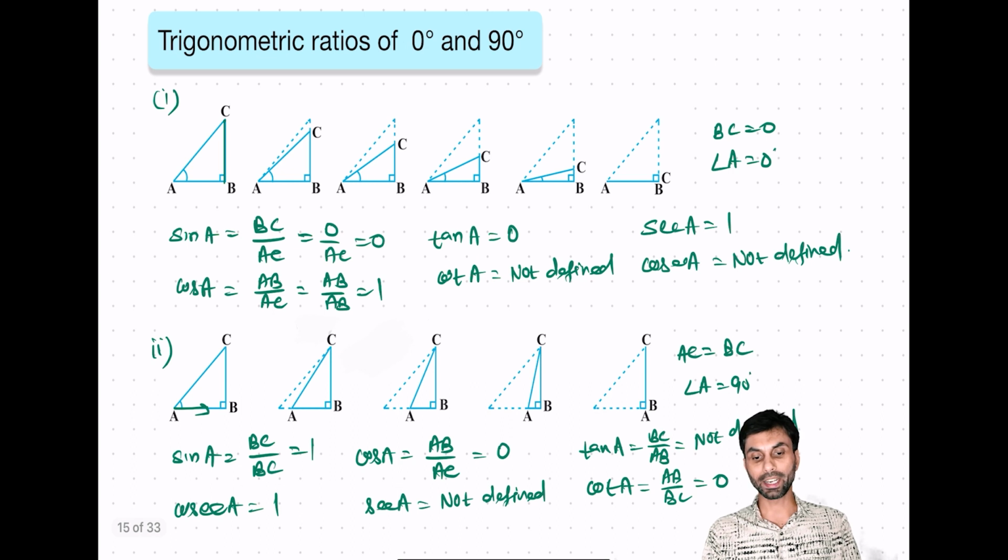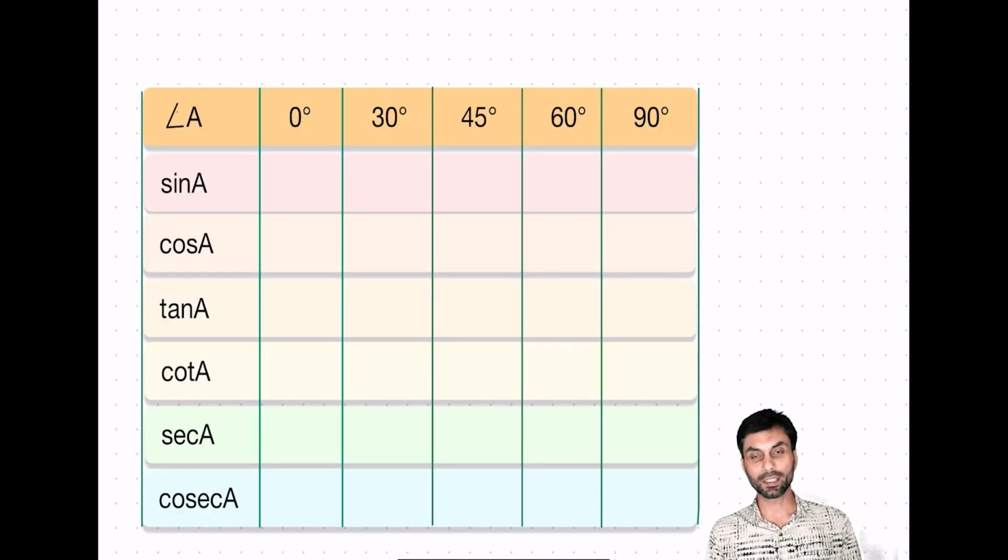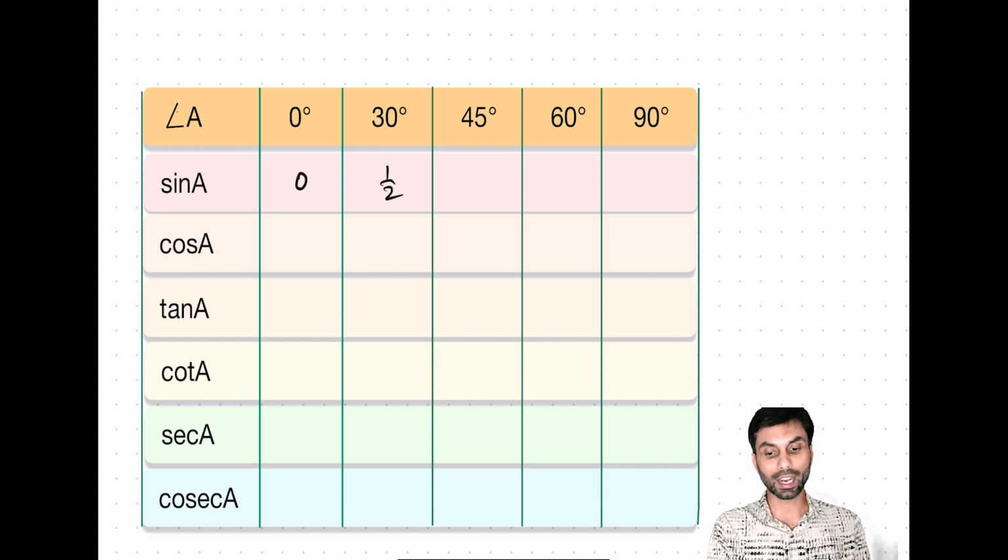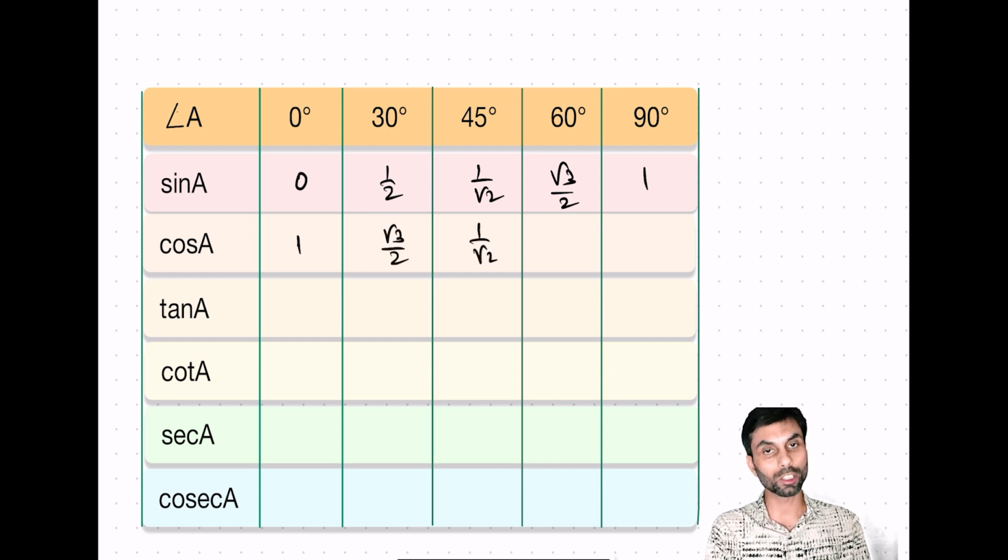So this is how we find the values of these trigonometric ratios for angles 0, 30, 45, 60 and 90 degree. Based on the values we have got, we'll summarize them in a table. Sine of 0 degree is 0, sine 30 is half, sine 45 is 1 upon root 2, sine 60 is root 3 upon 2, sine 90 is 1. Then cos of 0 degree is 1, cos 30 is root 3 upon 2, cos 45 is 1 upon root 2, cos 60 is half, and cos 90 is 0.